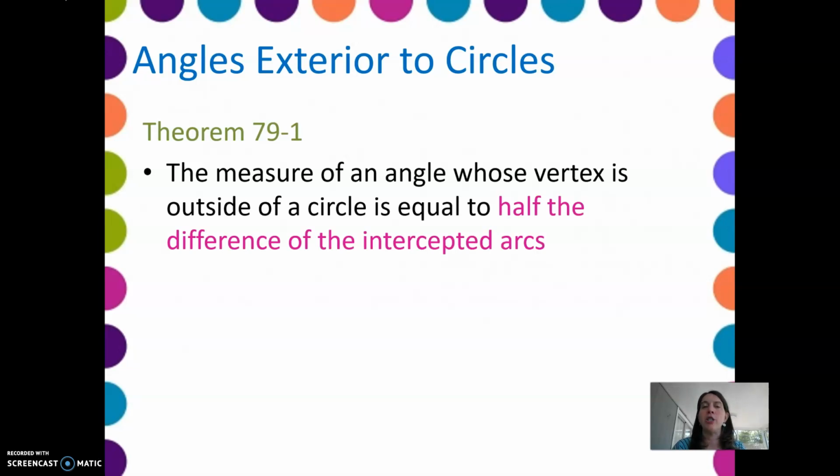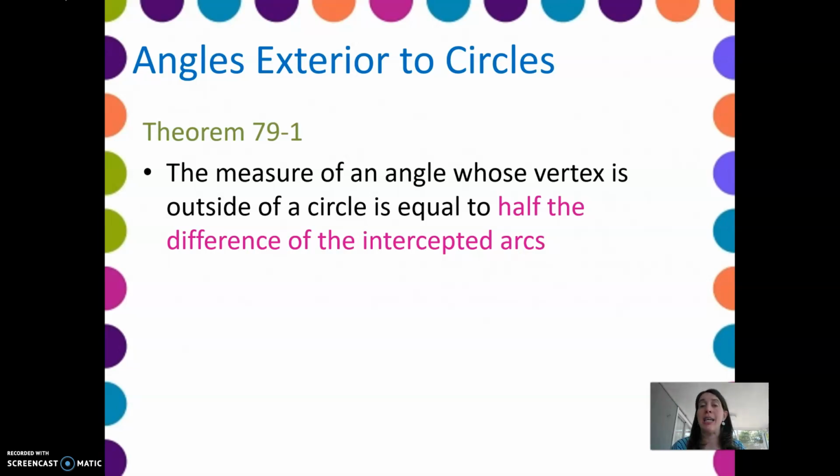It says the measure of the angle whose vertex is on the outside of the circle. So how do I find the measure of this exterior angle? It is equal to half the difference of the intercepted arcs. That word intercepted just means the arcs that are on the inside of the angle, and I'll explain that as we're looking at our different examples here on our PowerPoint.